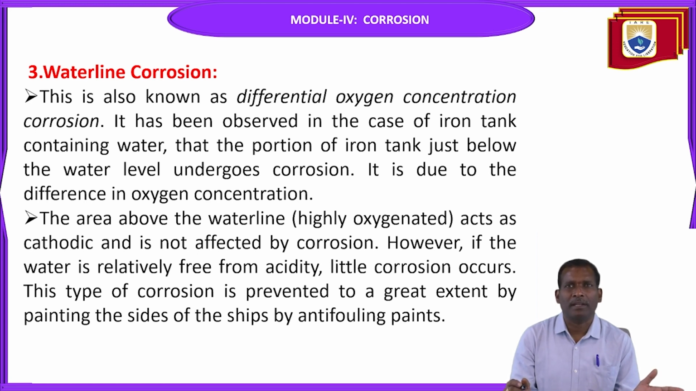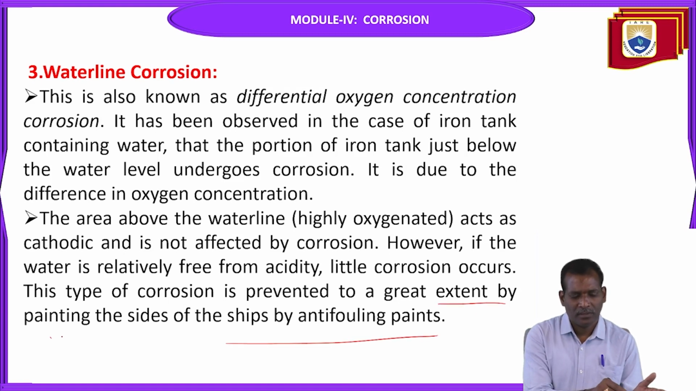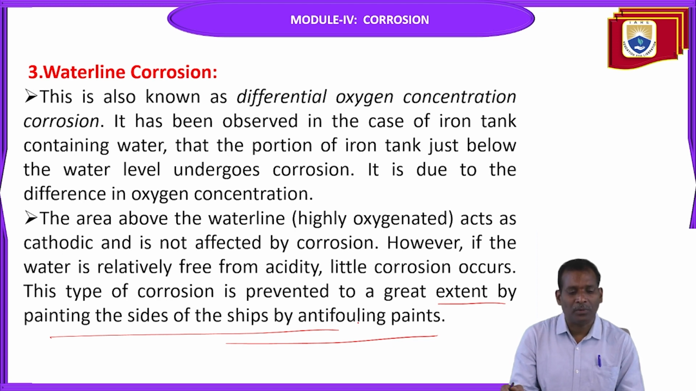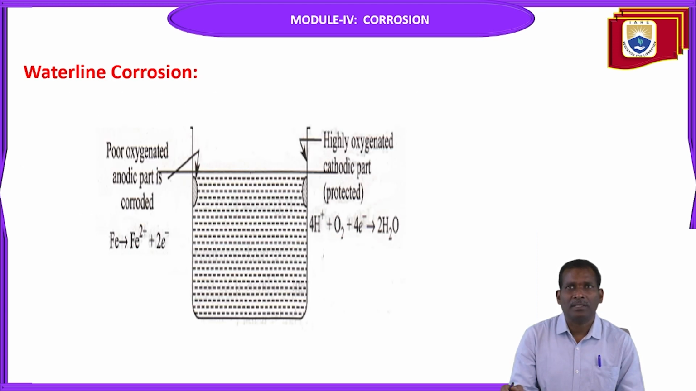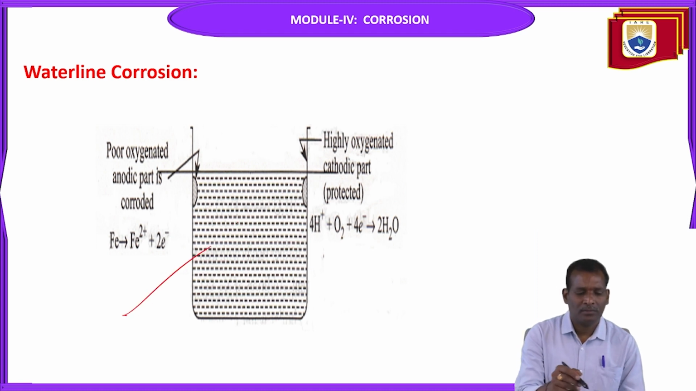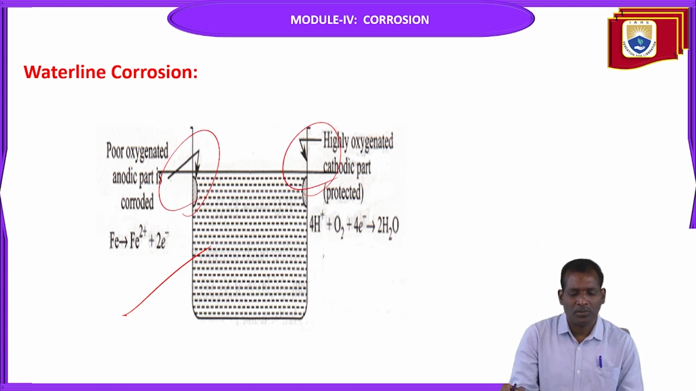The area above the water line, highly oxygenated, acts as cathode and is not affected by corrosion. However, if the water is free from acidity, little corrosion occurs. This type of corrosion is prevented to a great extent by painting the sides of the ships with anti-fouling paints. So this is an example of waterline corrosion. You can see here the highly oxygenated cathodic part above the waterline, and the poorly oxygenated anodic part below the waterline is corroded.